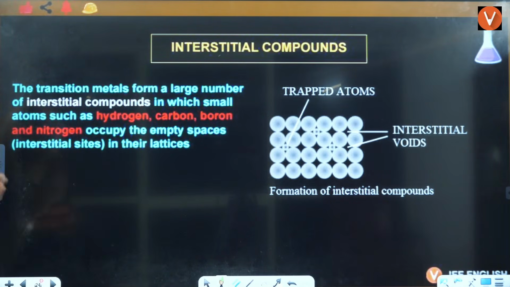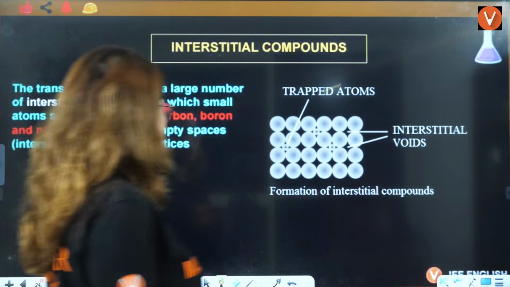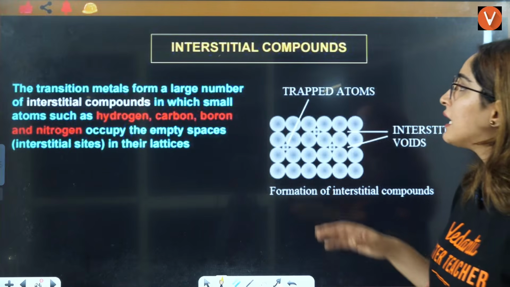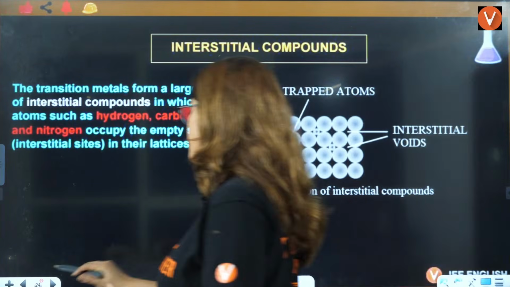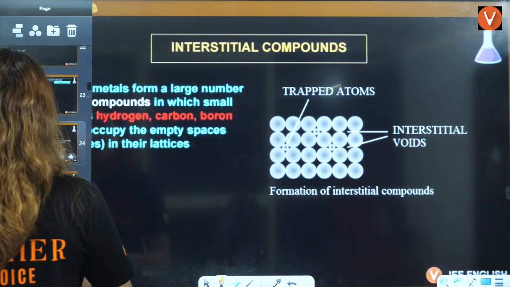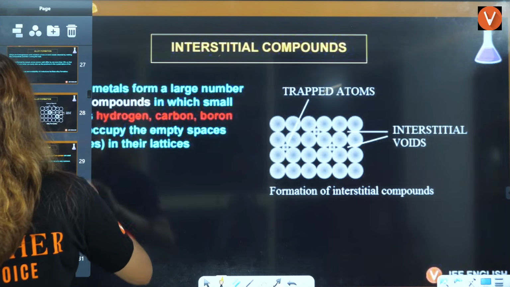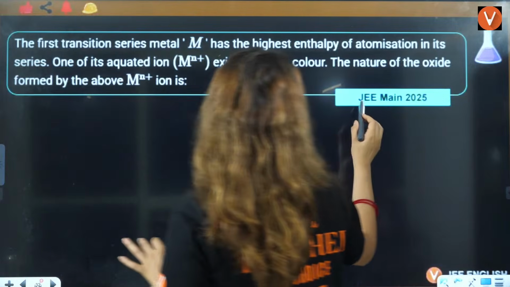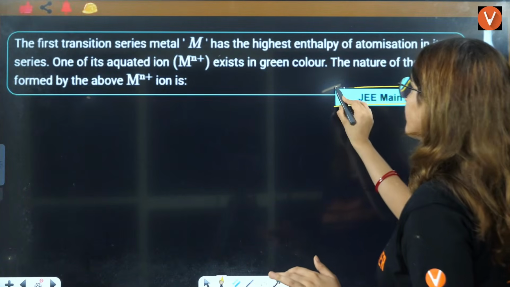Okay, now let's talk about interstitial compounds. Interstitial compounds are formed by the transition metals. In fact, before going into interstitial compounds, let me just show you one very, very interesting question of your JEE 2025 based on the color.